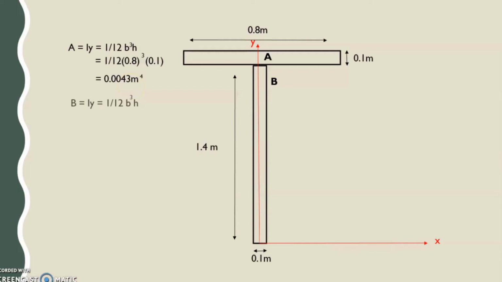So next we calculate for B. For B, we also use Iy bar because the axis goes through the centroid. So for b it is 0.1, and for h it is 1.4. So we got 0.00012 meter to the power of 4. So for the Iy, we just add both of the Iy bar for A and B, and we got 0.0044 meter to the power of 4. So that is the Iy for this diagram.